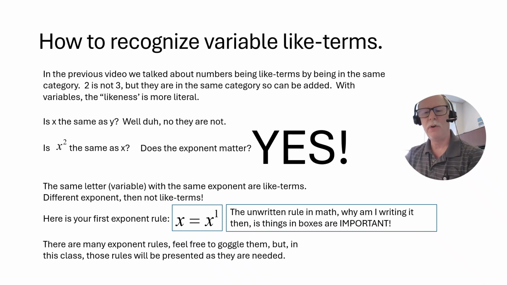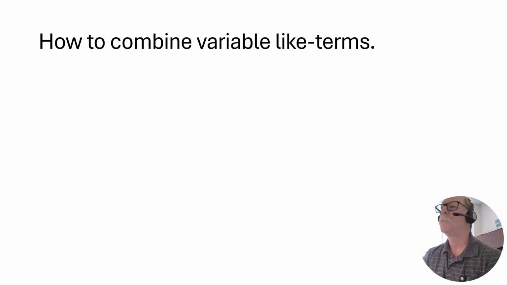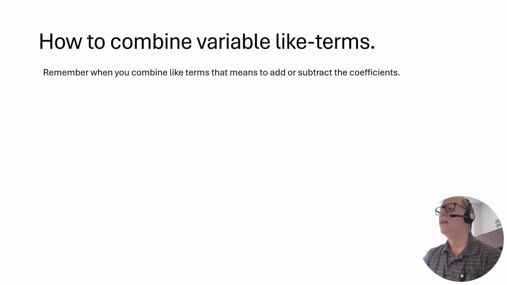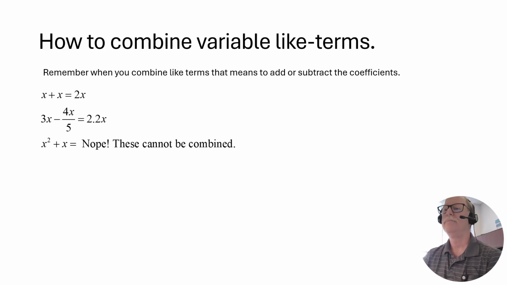I'm going to show you all the exponent rules that you need when you need them. I'm not going to overload you with every single rule right now. So how do we do this? We're adding or subtracting coefficients for the like term. If it's the same letter, you do whatever the coefficient is telling you to do. So the first one, 1 plus 1. The second one, 3 minus 4/5. The third one, no, you cannot put those together. Add or subtract like that. Different exponents, different term, different like term.